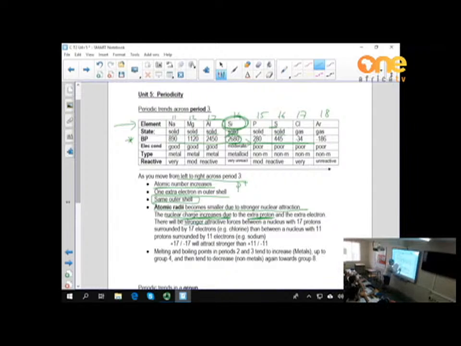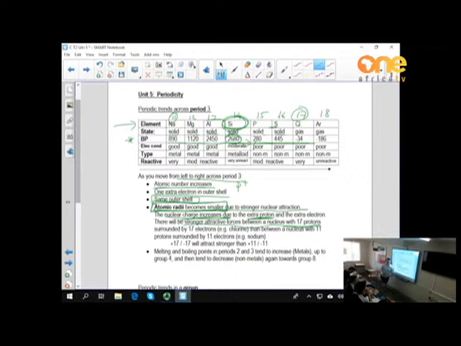All right? There will be stronger attractive forces from the nucleus if we have something, for example, with 17 protons, let's say chlorine. It's got 17 protons and 17 electrons, and if you compare it to something with 11 protons and 11 electrons, the force over here is going to be stronger, trying to pull them in closer. So very simply, we find then that the atomic radius becomes smaller.